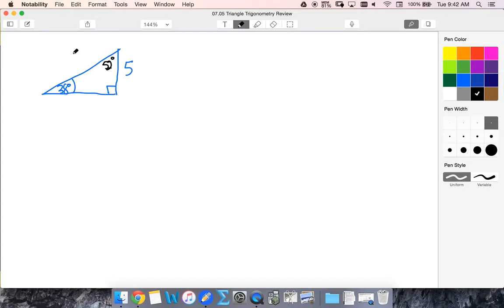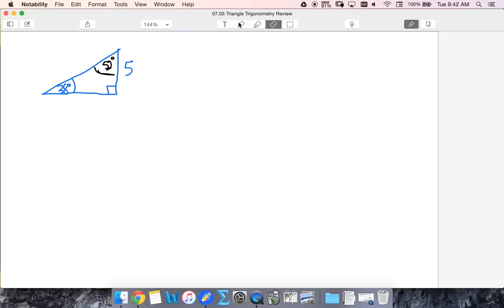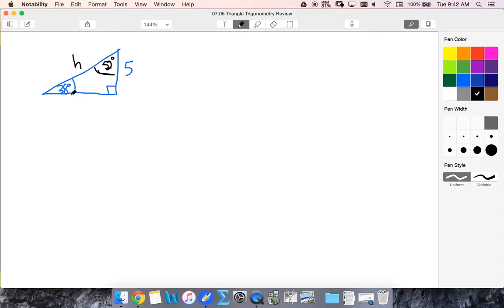And now we need to find one of these two sides. So I'm missing the hypotenuse and I'm missing the adjacent to 38 or the opposite of 52. So let's go ahead and find the hypotenuse. I'm going to call that one h. Okay, so we know that sine of an angle is equal to the ratio of the opposite over the hypotenuse. So sine of 38 is going to be 5 over h.